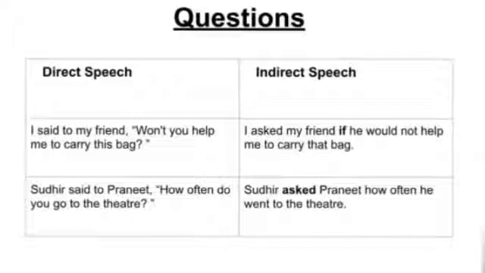Let's see the example. I said to my friend, won't you help me to carry this bag? This is a yes or no question. I asked my friend if he would not help me to carry that bag. One more. Sudhir said to Praneeth, how often do you go to the theatre? It's a WH question. So the answer: Sudhir asked Praneeth how often he went to the theatre. So we use the question word itself in the second example.